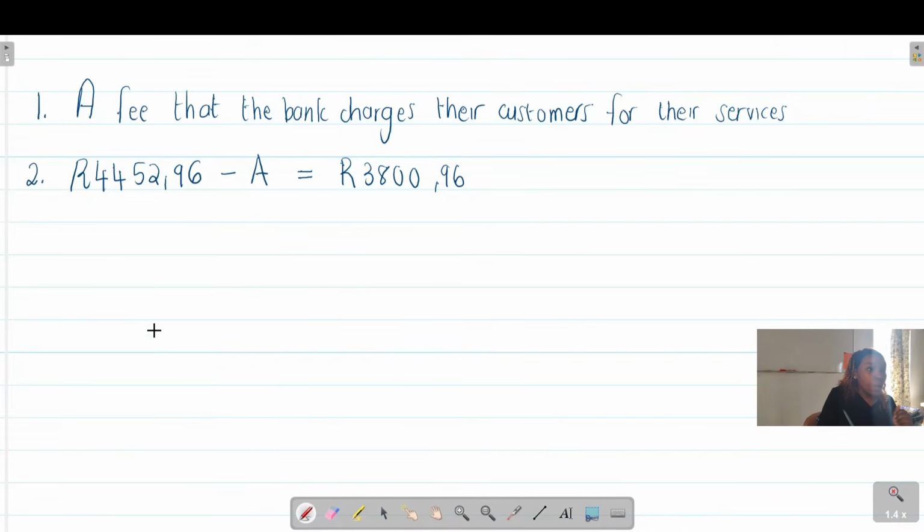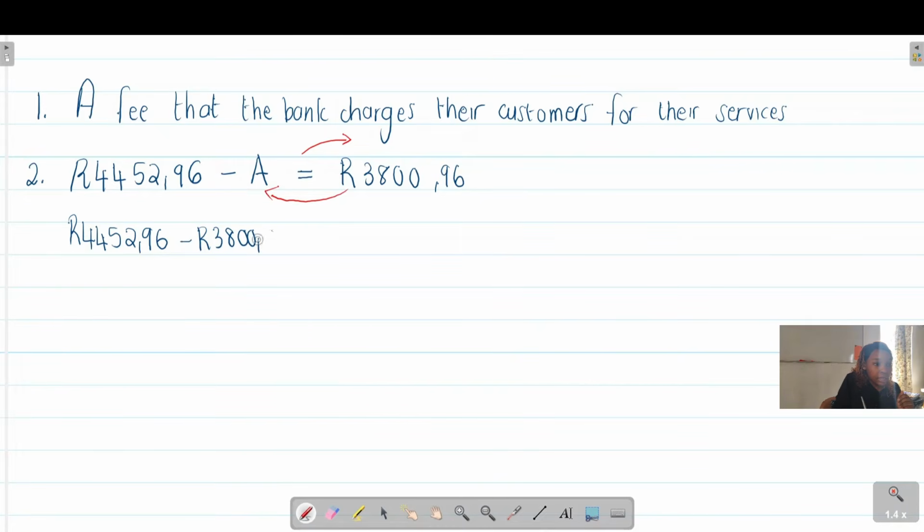So to isolate A, what do we do? We move the A to the other side. If you move the A to the right hand side, it becomes a positive, so it's 4,452.96. And if you move the 3,896 to the left hand side, it becomes a negative. When a value jumps the equal sign, that value's sign changes. Cool stuff. So it'll be 4,452.96 minus 3,896, which is equal to A, which becomes a positive A.